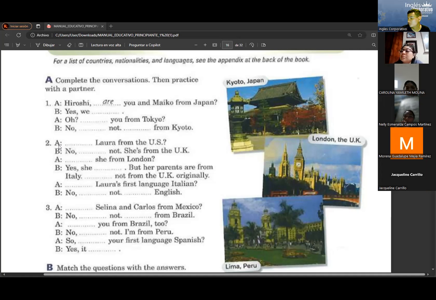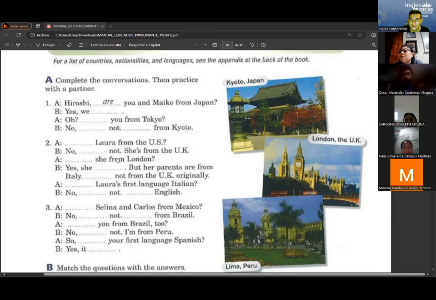Okay, number two. We are in Moscow. Laura. Is Laura from the U.S.? No, she is not. She's from the UK. Is she from London? Yes, she is. But her parents are from Italy. Exactly. Is Laura's first language Italian? No, it's not. It is English.